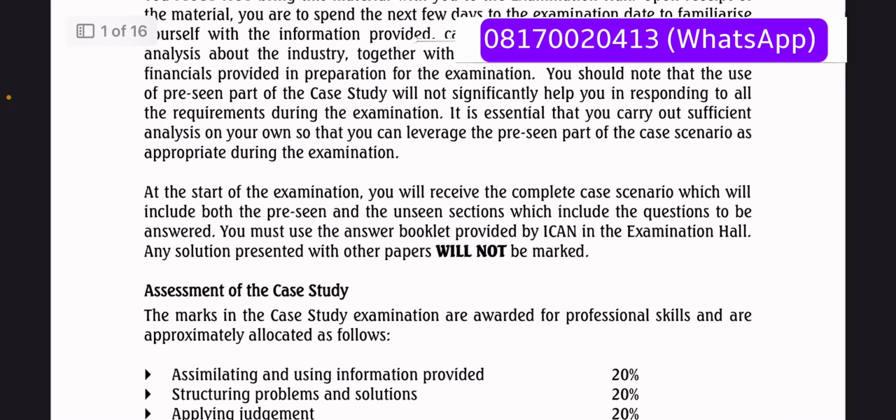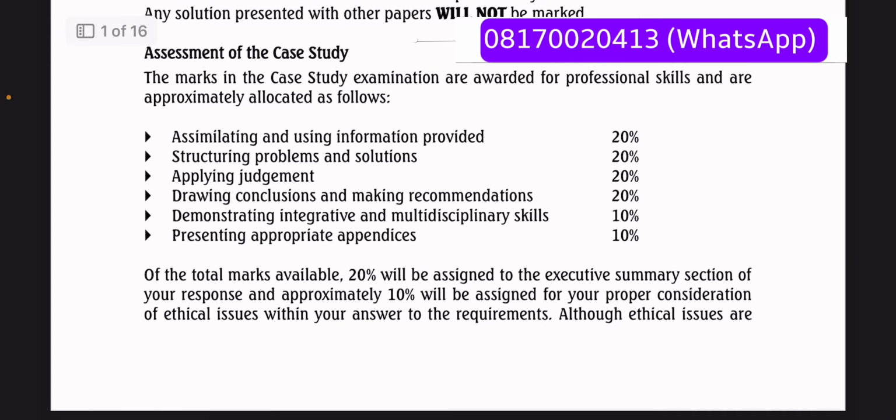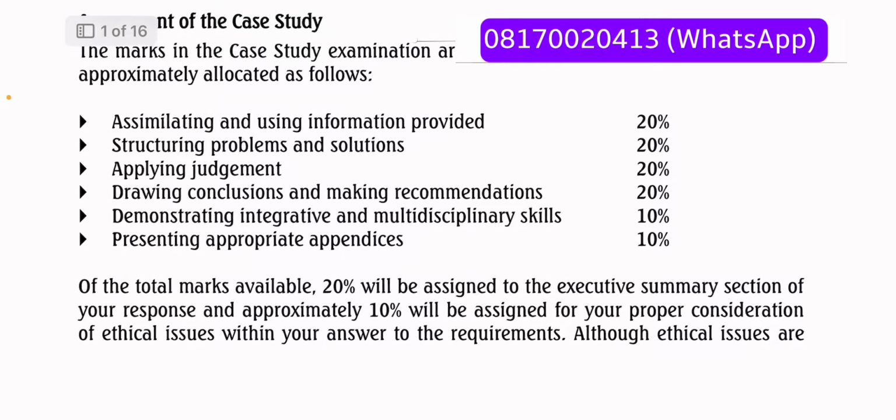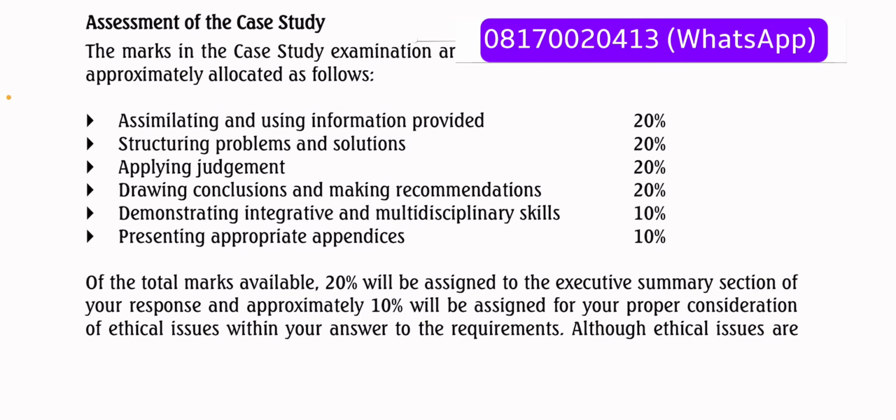So this is the first page of the Preseen, and I would talk about this in the Preseen class, but I just want to mention some things here because many students don't even print out this page. Yes, some people actually don't like soft copies. Some people actually print out the Preseen, but this is the first step to succeeding in any case study examination: the assessment of the case study, because this is what the examiners are looking for.